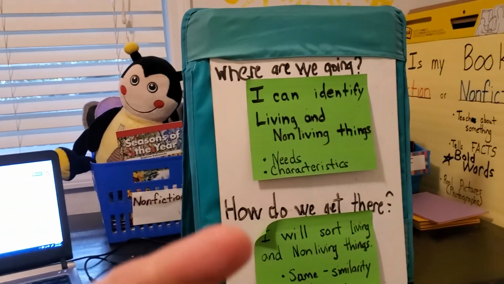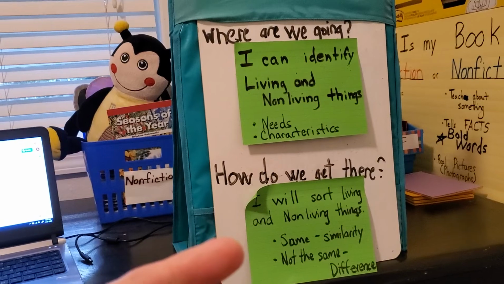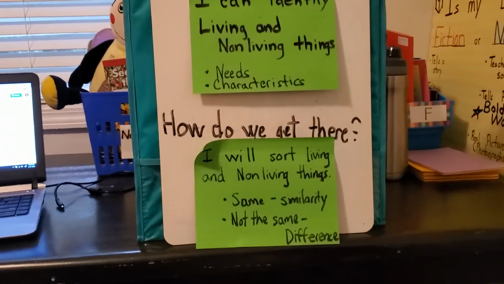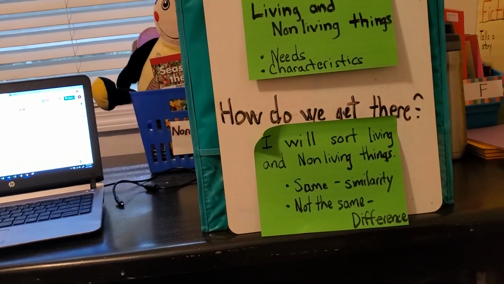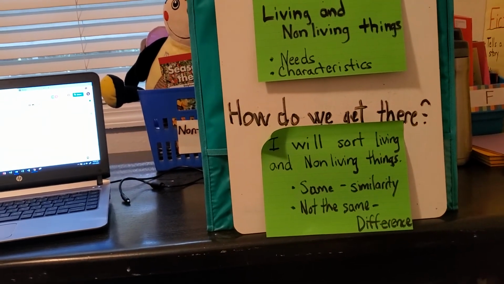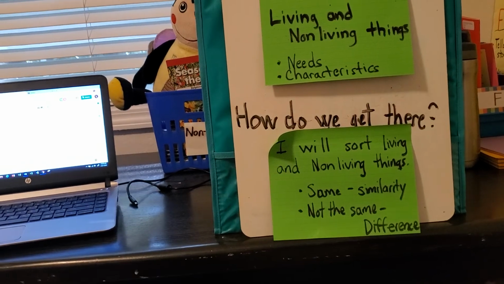And then how did we get there? The way we got there, guys, was I will sort living and non-living things. We talked about things that were the same, or their similarity, and we talked about things that were not the same, right? Or their difference.